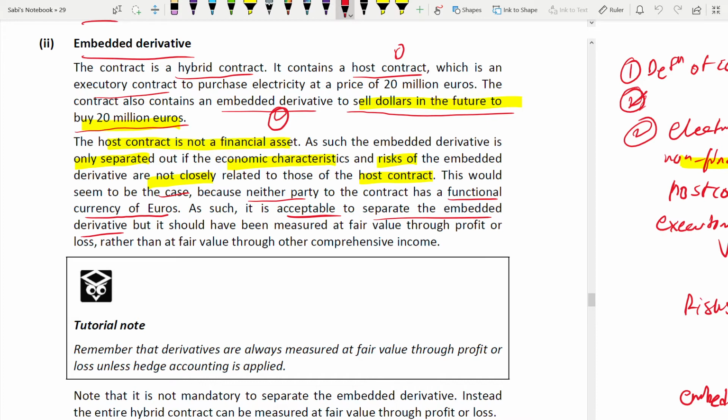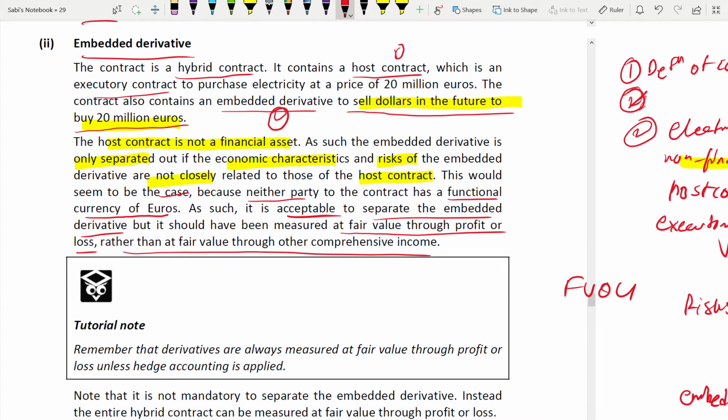But at least we have reached one third of the answer. We still haven't reached the final answer. We have to see at what it has to be measured. What did they say? It will be measured at fair value through other comprehensive income. No, it's wrong. After you separate, it has to be measured at fair value through profit and loss rather than this. That's the correct treatment.